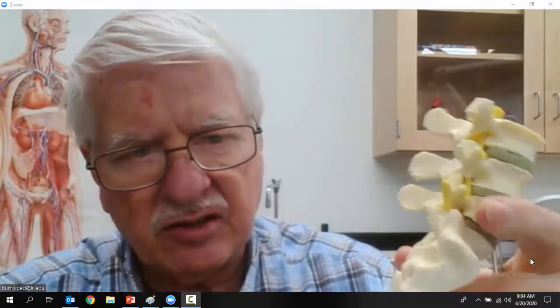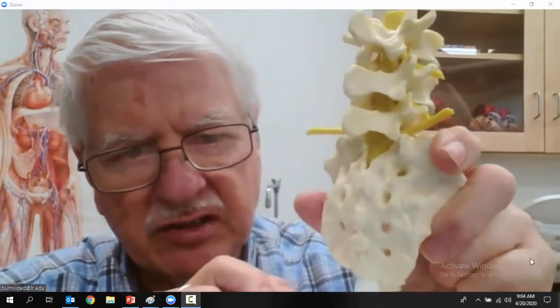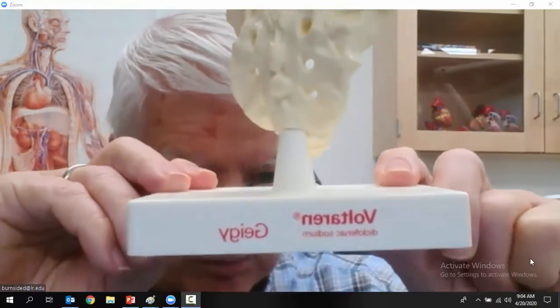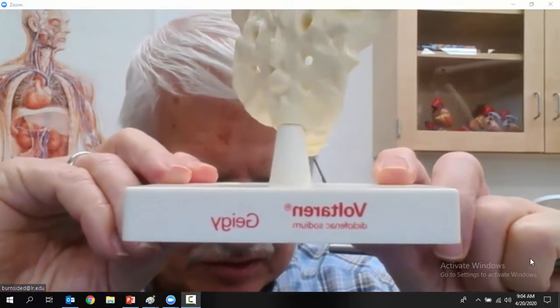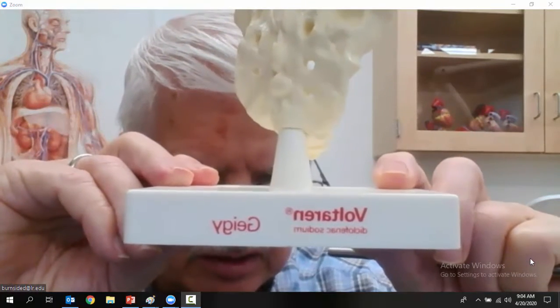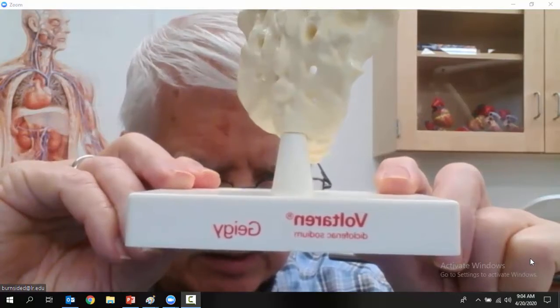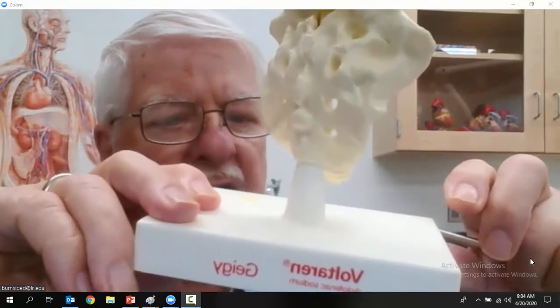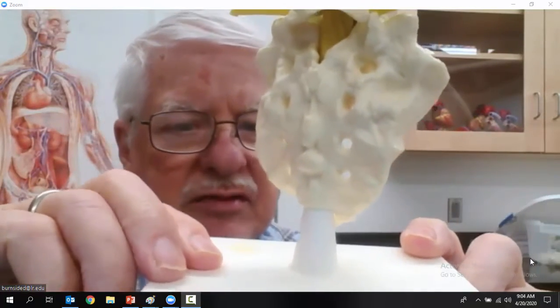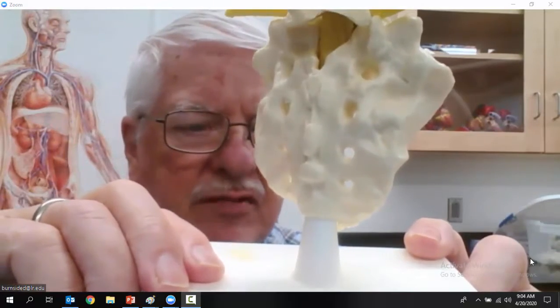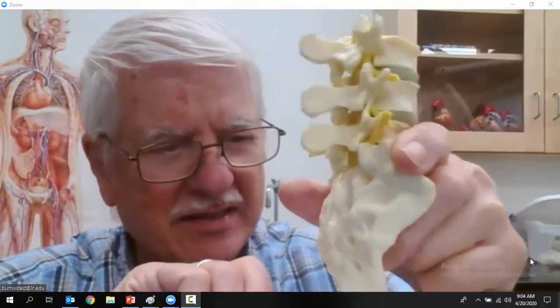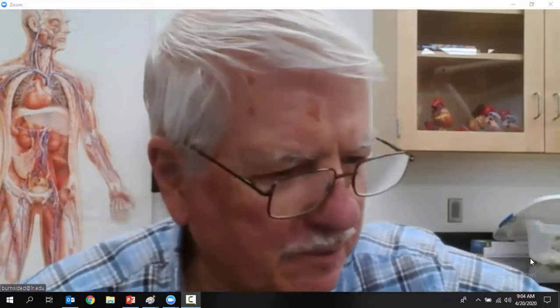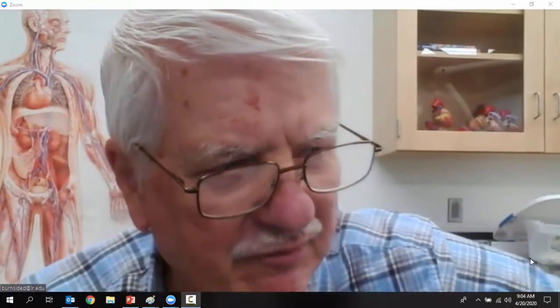Okay. A student of mine years ago gave me a whole bunch of these because he was a pharmaceutical rep with, I know it's inverted, the Voltaren Geigy company. So anyhow, this was advertising some diclofenac sodium. Norman Schwartz gave me about half a dozen of all different kinds of little anatomical models.